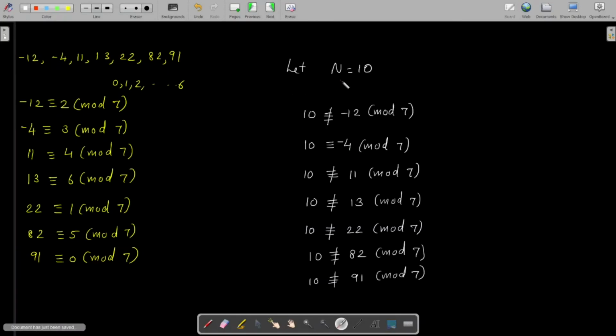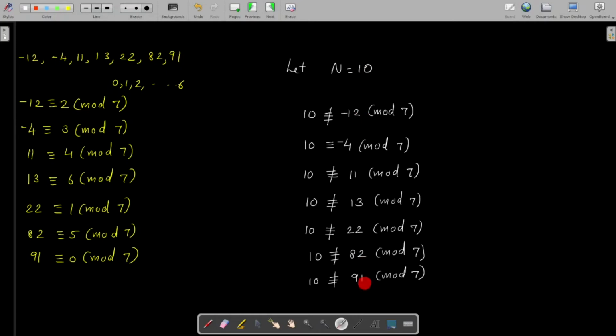Here, you may note that if this set forms a complete set of residues modulo 7, and if we take any integer capital N, say N equal to 10, then we may see that this integer is congruent to exactly one of the integers in this collection.